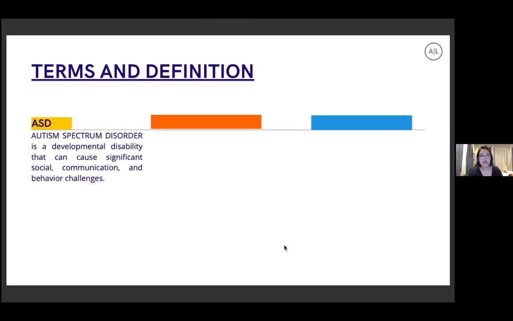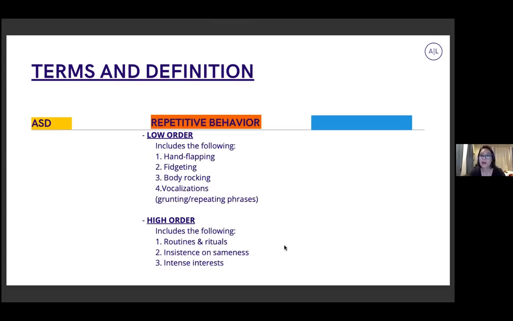Okay, so ASD is autism spectrum disorder, as we all know. Most of you watching have children or are very much exposed to children who are diagnosed with ASD. Then we have repetitive behavior. When I say repetitive behavior, we categorize it as low or high order. Actually, where I work, we don't categorize it as high or low. It's either the child is ready, or the child is still building up communicating or interacting with you.